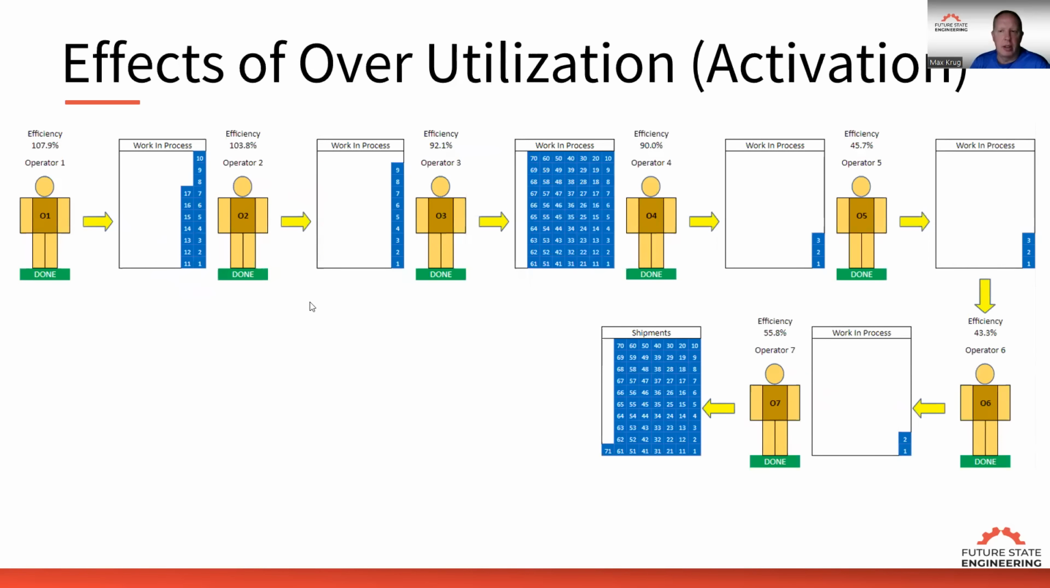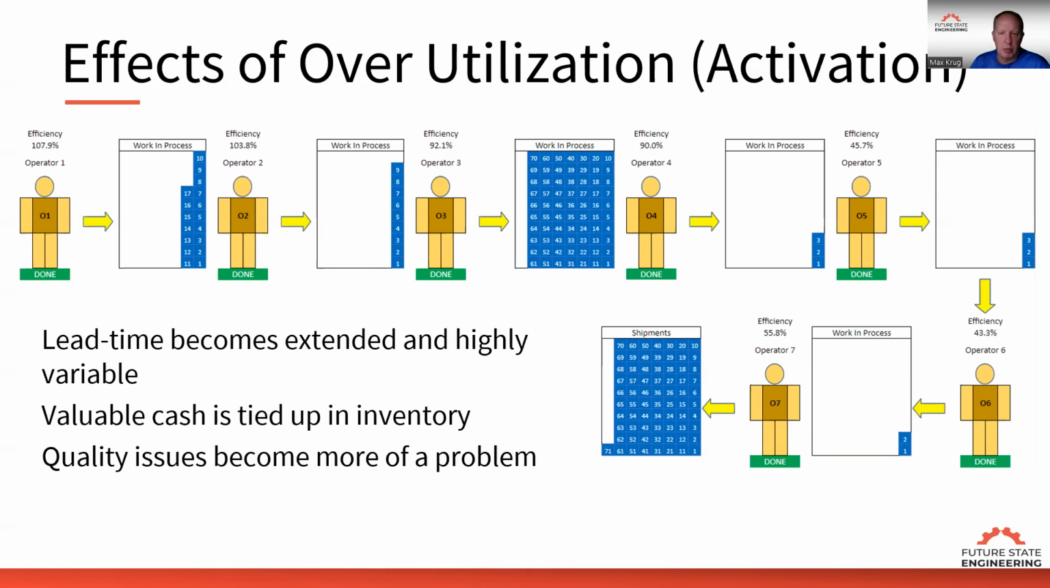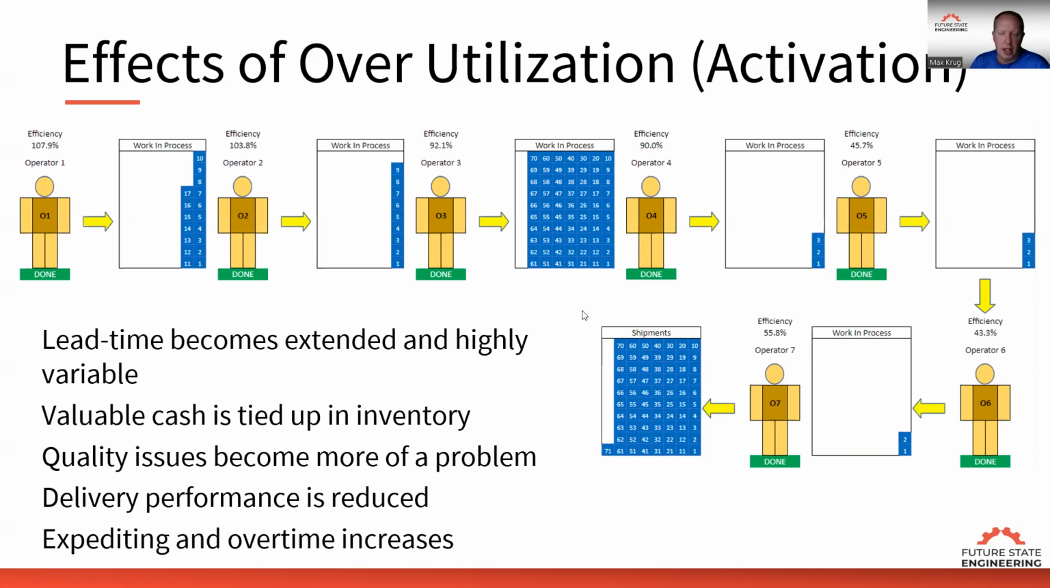So what are the effects of activation? If we have a system where we keep everybody busy, what you're going to see is lead times become extended and highly variable. It's very difficult to predict when an order starts in the system when it's going to complete. Cash becomes tied up in inventory. Quality becomes more of an issue. Delivery performance is reduced. Expediting and overtime increase. So all of a sudden costs start to increase. We have all these issues and increases in cost.